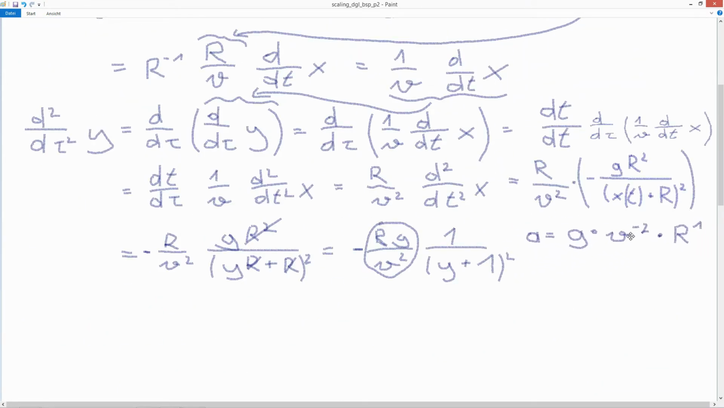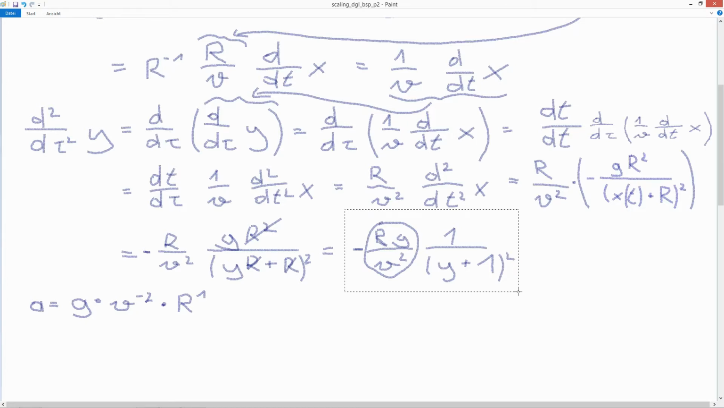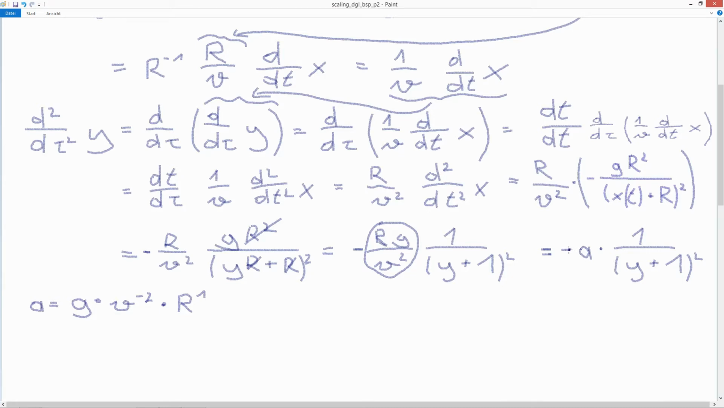So when we compare these two things, so here we have a, and this here is this factor here, and we see it's the same. So r, g, and v to the power of -2. So this here is just a. Maybe we can do it like this. Okay, so now we get this here. Now this here is our new scaled differential equation. Let's write it down again.